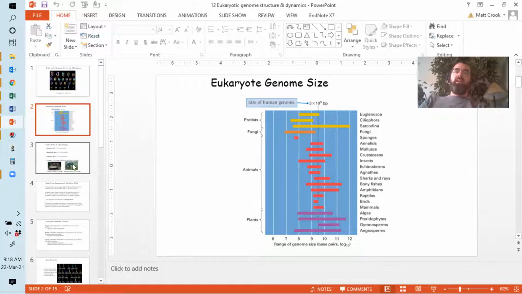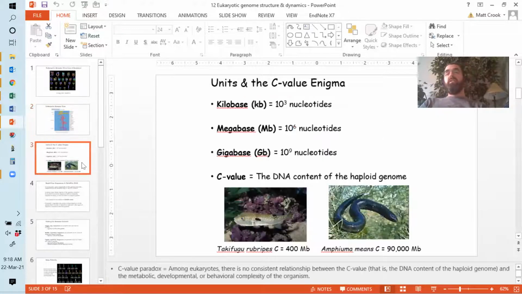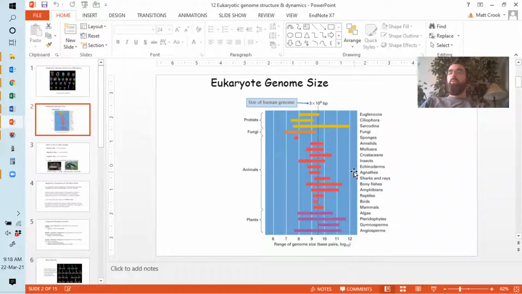And actually, even not just the C value, the actual content of the haploid genome, but even the number of genes which we encode in our genome isn't hugely variable, right?